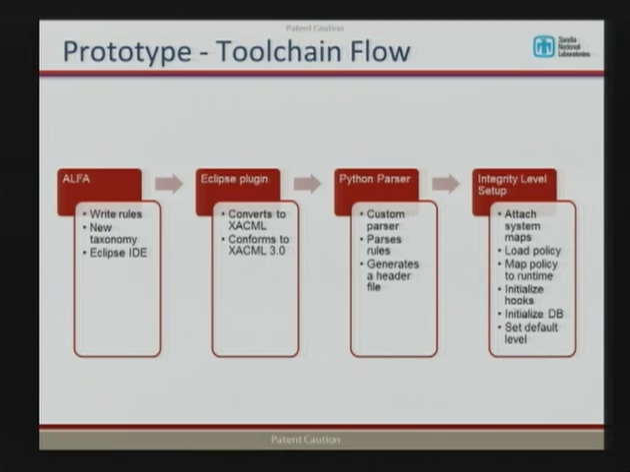As I said earlier, Eclipse takes that rule set and converts it to XACML. Then a parser that was written by one of my interns for that summer converts it to a C header file. When we start up the system, a few more things are done to have a running integrity level system. In this case, we attach the system map of Linux, and we initialize a few hooks to make sure that we can monitor the different aspects of memory that we want. Once again, this is all done based on the policy that's been written in alpha.